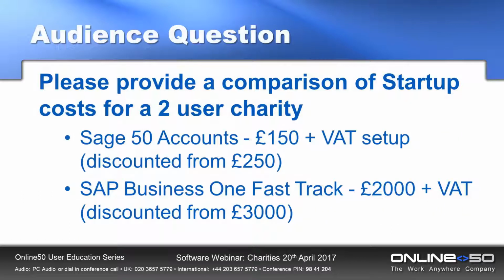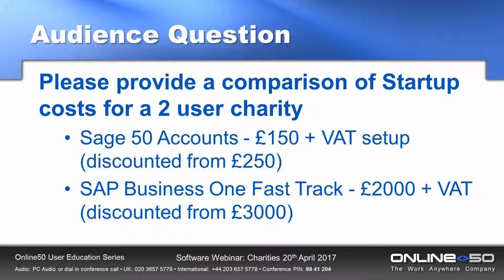Okay, got another question here. Can you give a charity comparison of startup costs? Okay, so with charities, our normal end user price for setting up on Sage 50 is £250. For a charity, that's £150. That doesn't include any training, as often people don't need that with Sage.